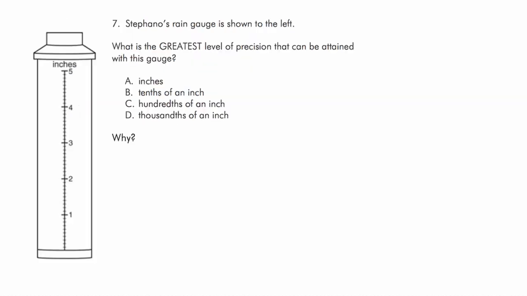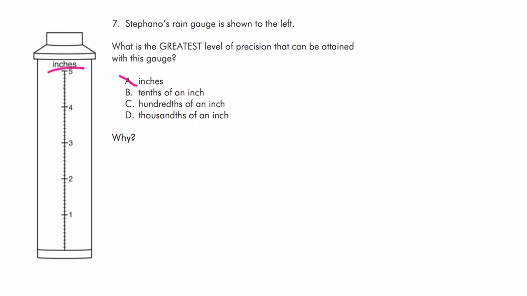Question number 7 says Stefano's rain gauge is shown to the left. That's right here. I can tell quickly that it's talking about inches, and it's broken up 5, 4, 3, 2. So I'm not going to be able to measure too much rain. What is the greatest level? So the focus is greatest. I don't want to know the least. I want to know the greatest level of precision that can be attained with this gauge. The trick answer is probably inches, because that's what it says. It's like, hey, pick me, inches. Nope. You can actually get closer because it's broken up into little marks there.